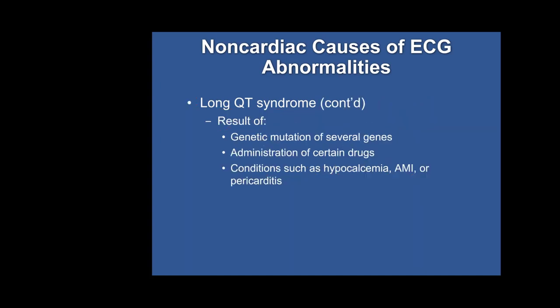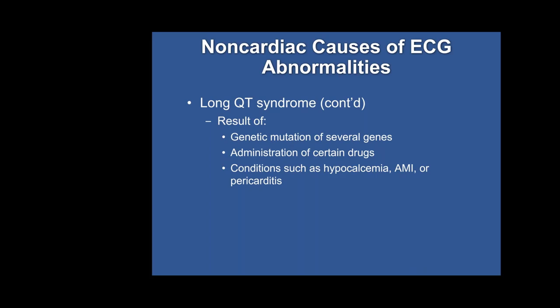All right, it can be the result of a genetic mutation of several genes, so it can be congenital, right? Long QT syndrome can run in families. Another cause is administration of certain drugs. Like I said, one of the adverse effects that some drugs have is lengthening of that interval, right? And the longer that QT interval is, the more risk they are of being kicked into something like VTAC.